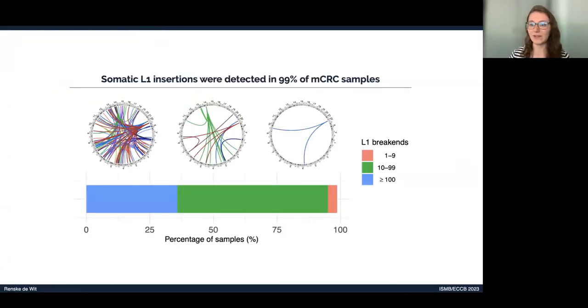From our analysis, we make a number of observations. The first is that almost 99% of our samples display at least 1 retrotransposition event. So it's really common. But what we do observe is that there is a large variety in the activity across the samples. So there are a few samples that only have 1 or 2 events in total, whereas there are also samples that can literally have hundreds of retrotransposition events.